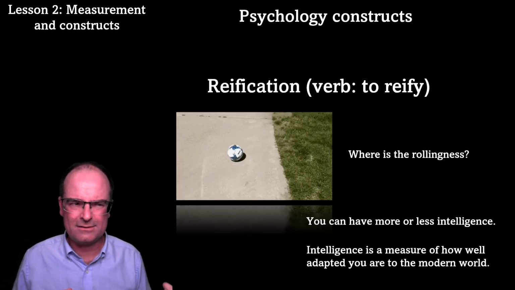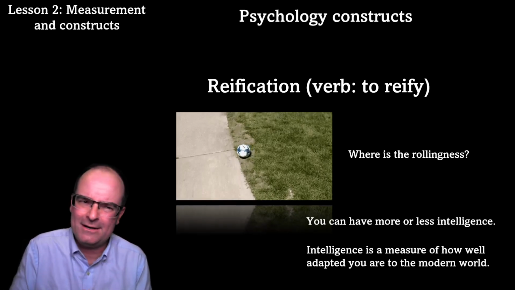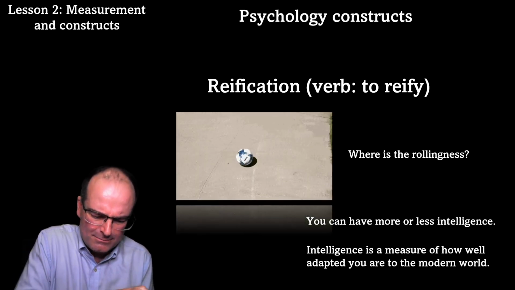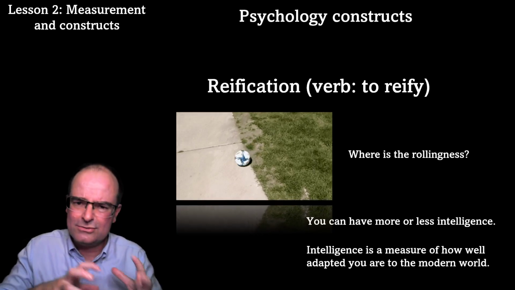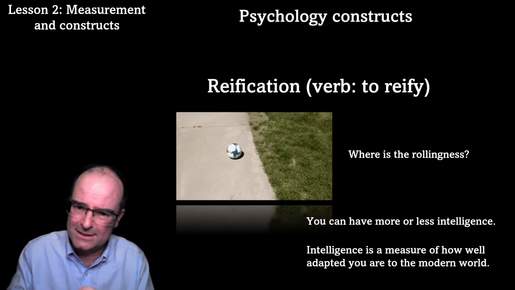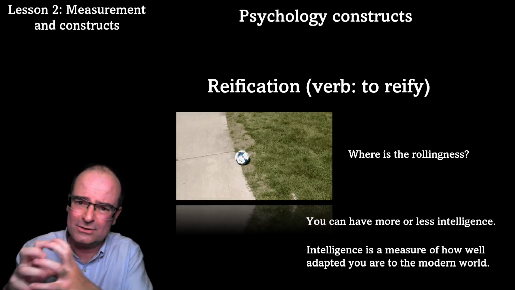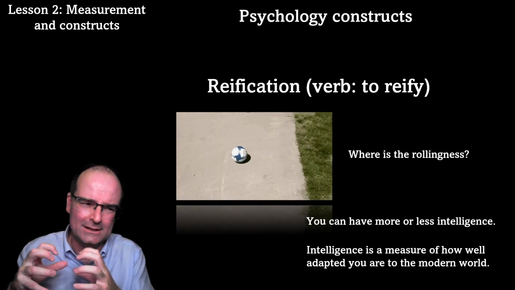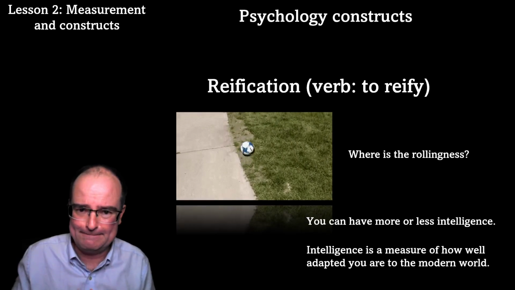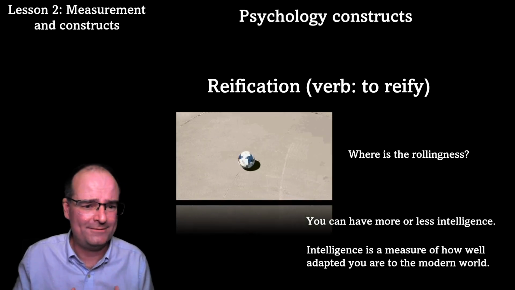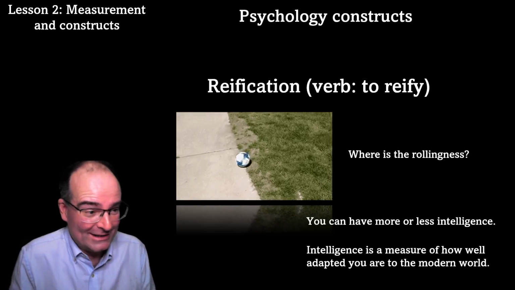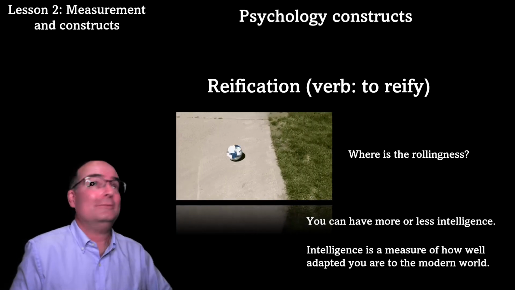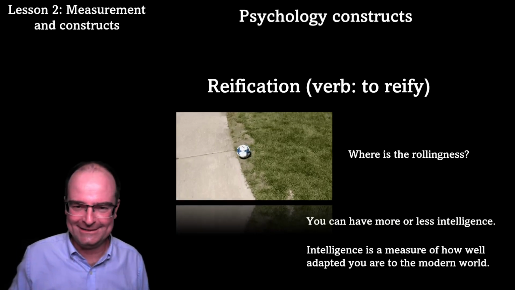Is rollingness a thing? Reification is about turning properties, turning adjectives into nouns, turning properties into concrete things, inappropriately. That's what it is to reify something. And rollingness, what happens to the rollingness when the ball stops rolling? Where did it go? Okay, it's an easy example.